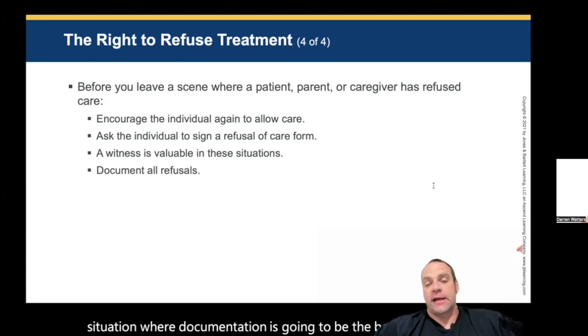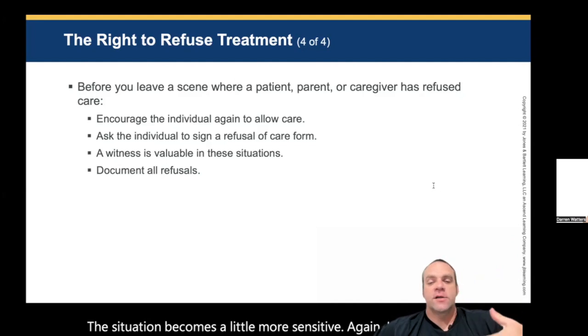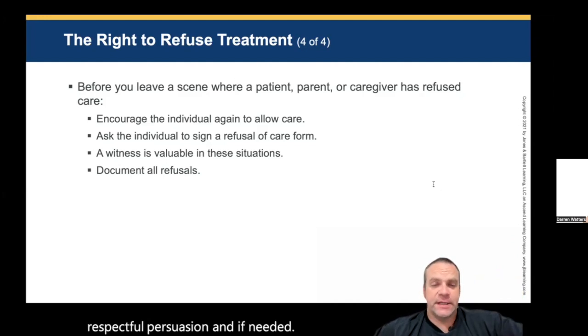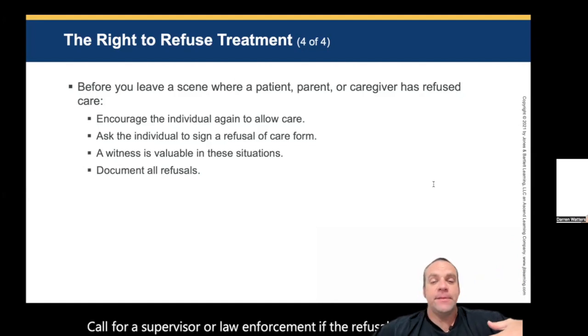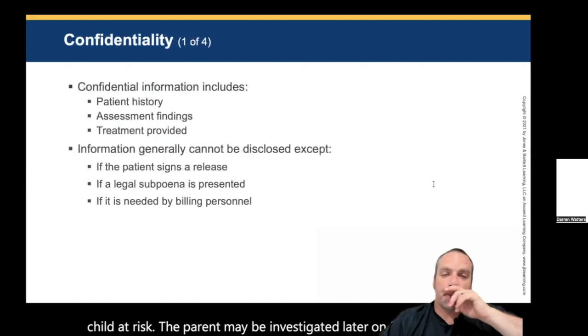If a parent, however, refuses care for their child, the situation becomes a little more sensitive. Again, use calm, respectful persuasion, and if needed, call for a supervisor or law enforcement. If the refusal puts the child at risk, the parent may be investigated later on for neglect, and you might have to get CPS involved.